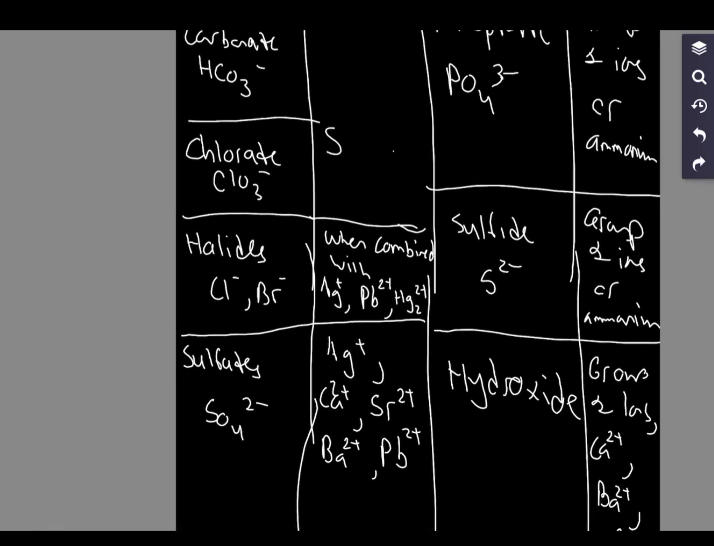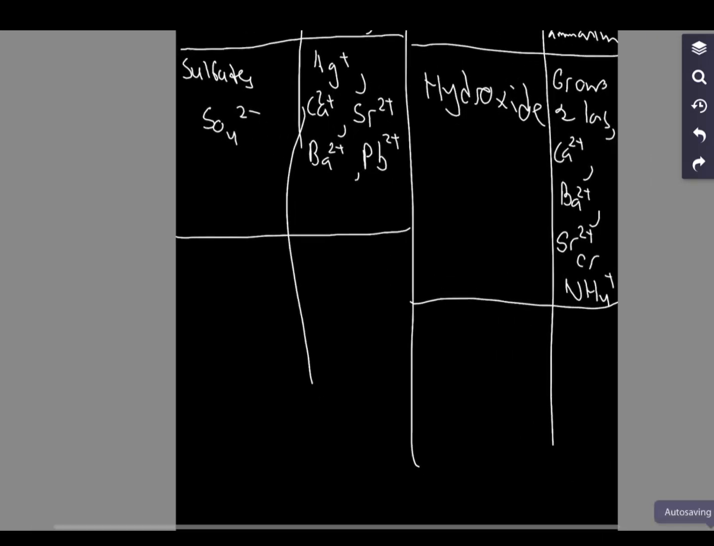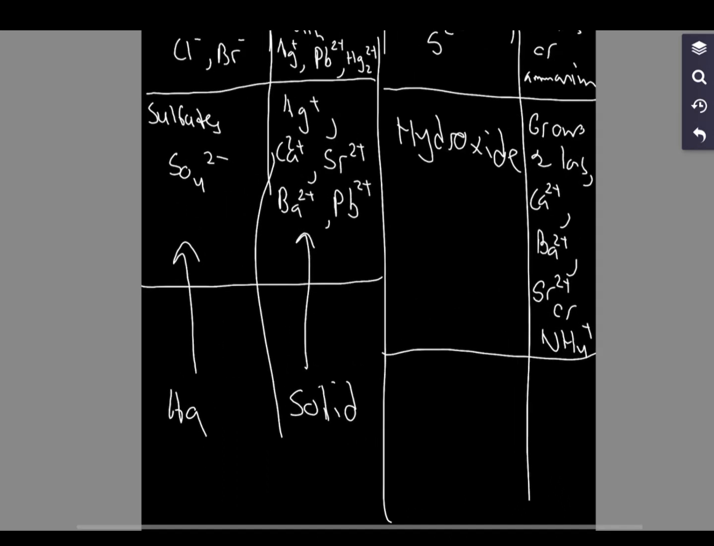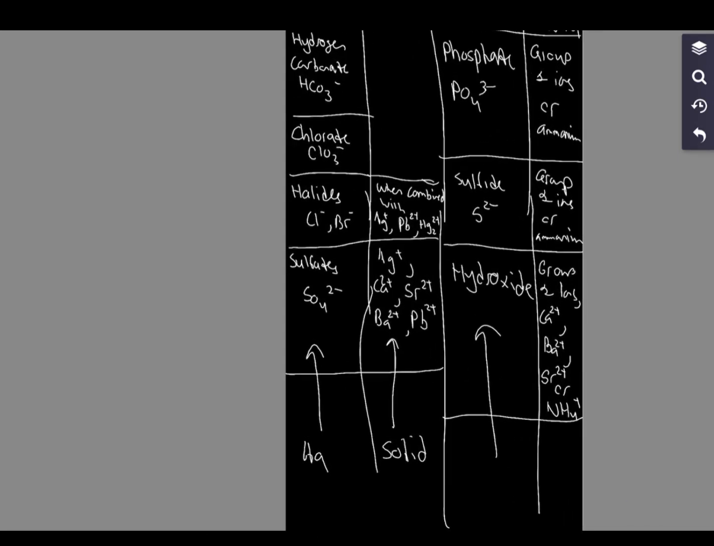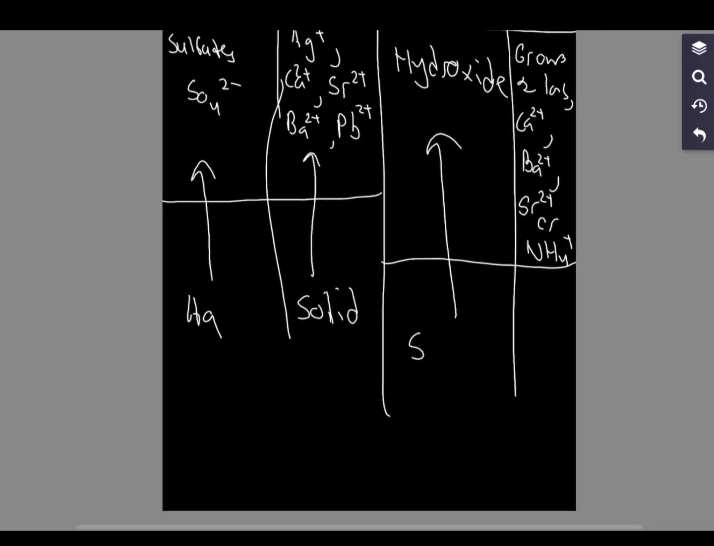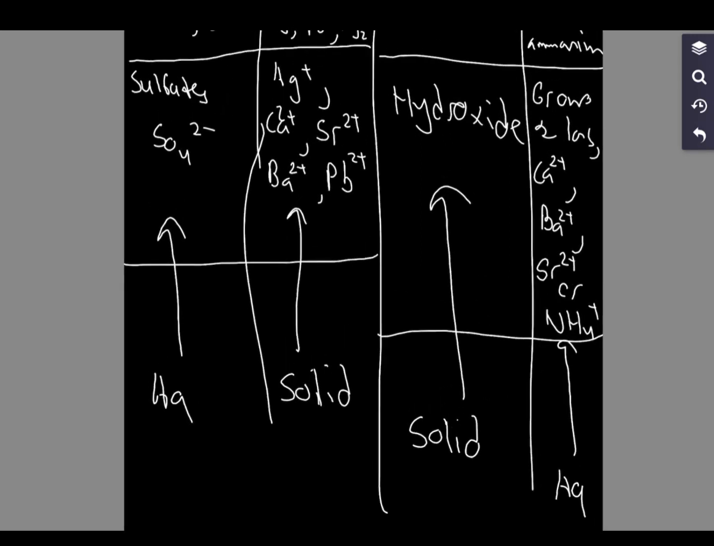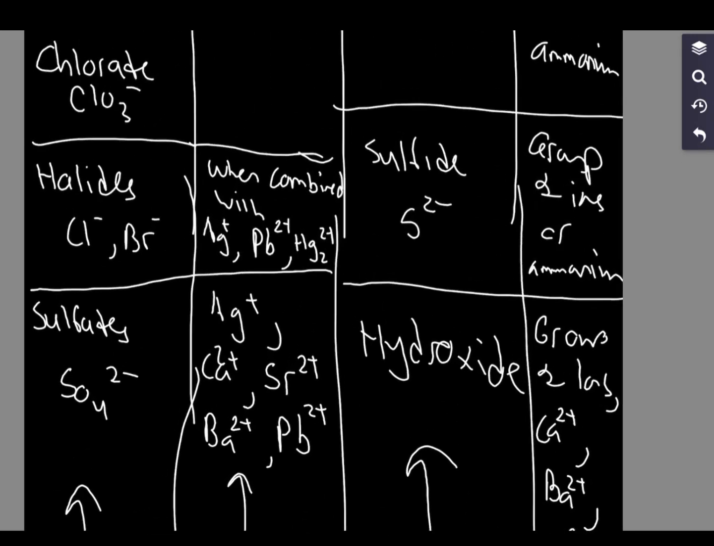So if I just write it down here, this column means that if something's in this column, it's going to be aqueous. If something's in this column, this is going to be solid. If something is in this column, however, this is actually going to be a solid because it's insoluble. And this is going to be aqueous. So you can pause the video. I'm just going to slowly scroll through.